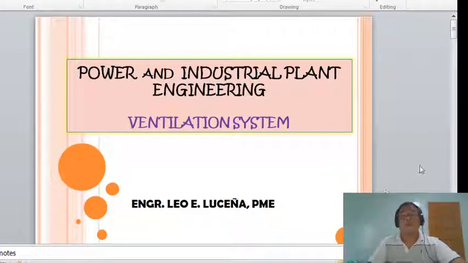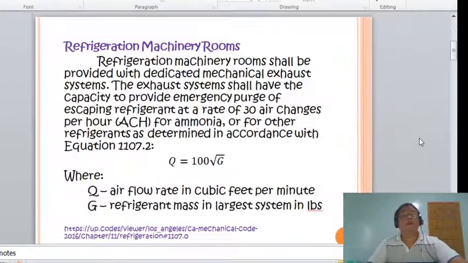Okay, class, good afternoon. So this is a special topic in power plant engineering. This is under power and industrial plant engineering. This is for ventilation system. Okay. So we have here refrigeration machinery rooms.